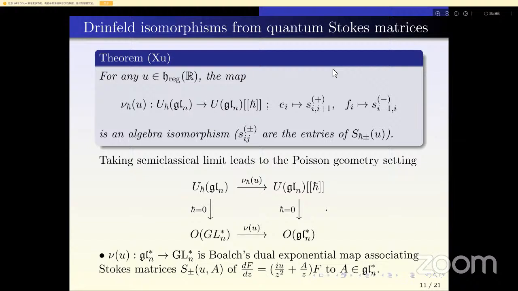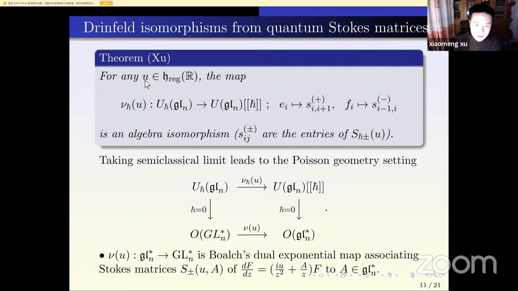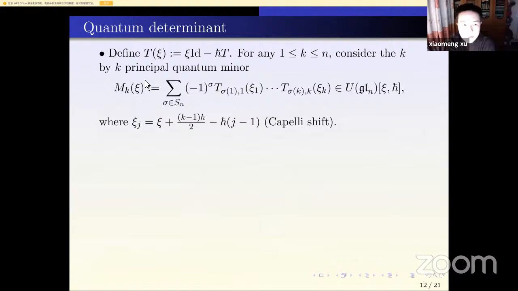Yeah. Right, it's a very good question. Now let's see how to compute or how to write down an explicit isomorphism for some special U. For that, I need to introduce some more notations, like the quantum determinant of the matrix of the Killing matrix T. Recall that T is an n-by-n matrix whose ij entry is eji. And the so-called quantum determinant is given by the following formula.